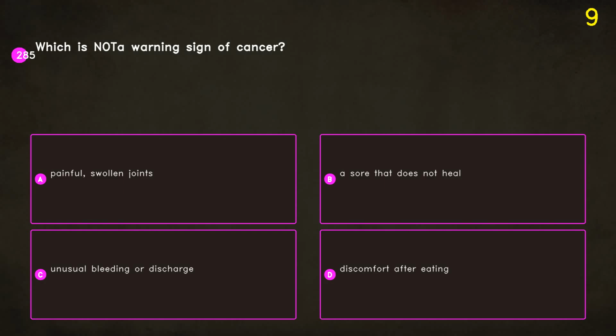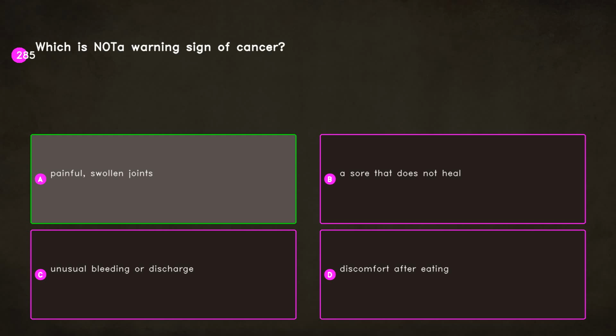Question 285. Which is not a warning sign of cancer? A. Painful, swollen joints. B. A sore that does not heal. C. Unusual bleeding or discharge. D. Discomfort after eating. The correct answer is painful, swollen joints.